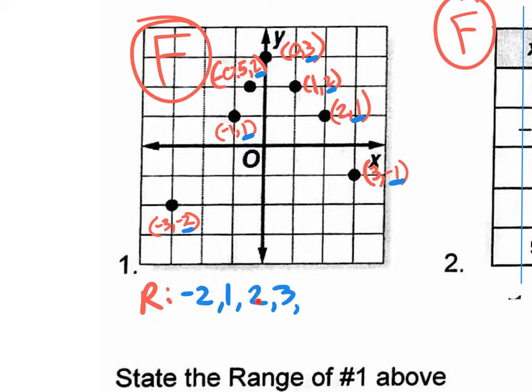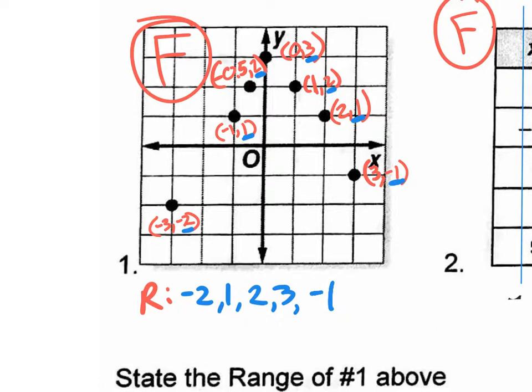Now, since we're on this one, it's 2 again, but we already have it. We don't have to write it again, right? And then this one's 1, but since we already have it there, we don't have to write it again. And this one's negative 1. I need to write that one because it's not there yet. Does that make sense? Simple question. You're not doing any math. All you're doing is checking out the y values.